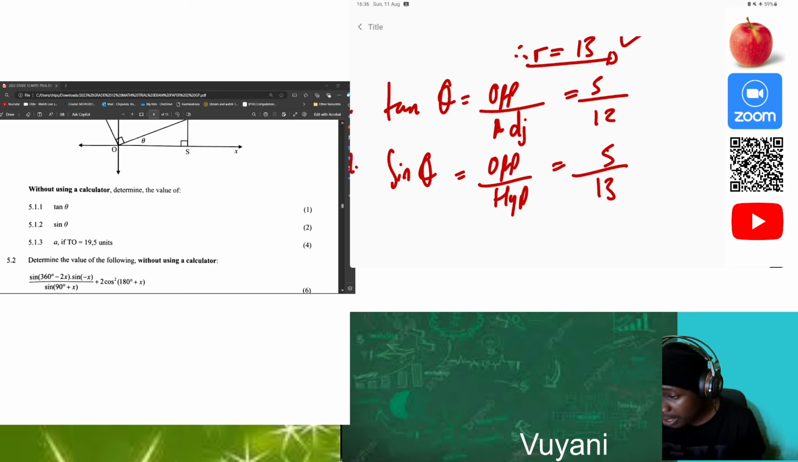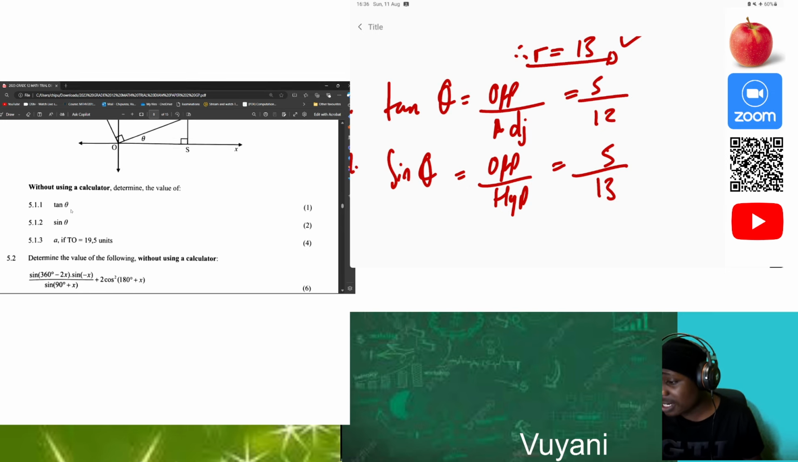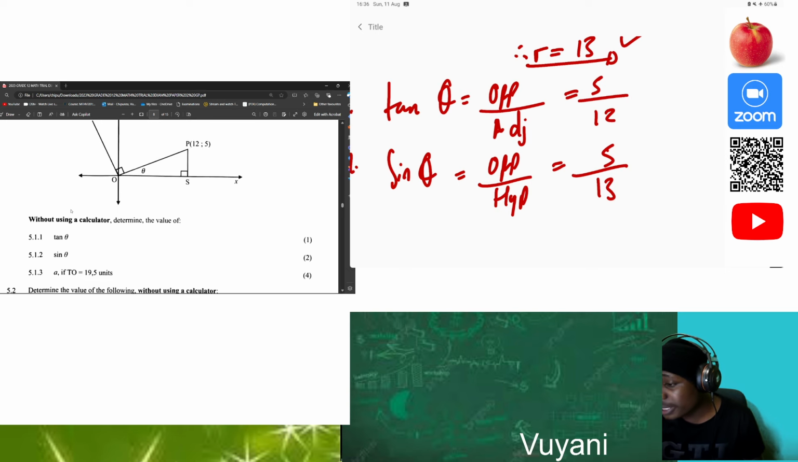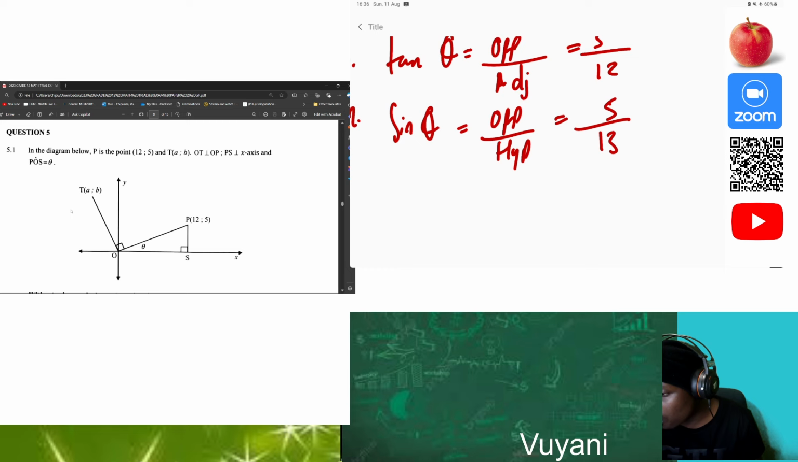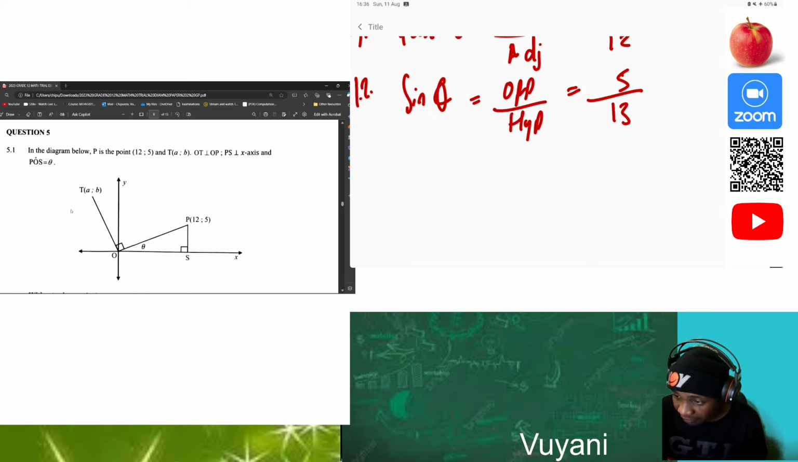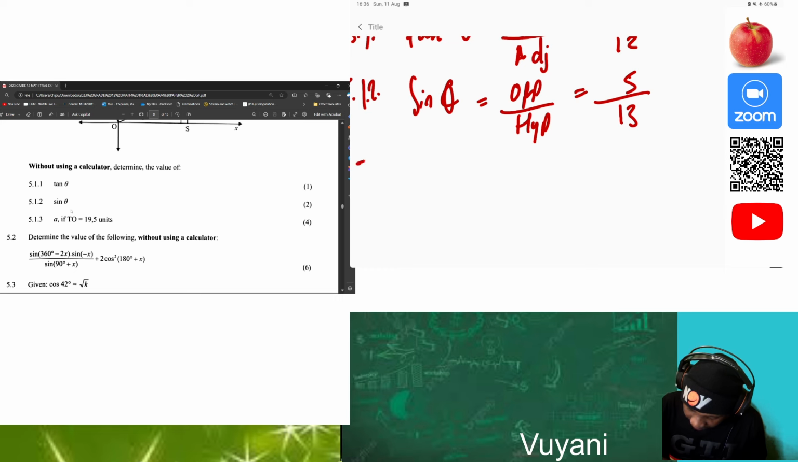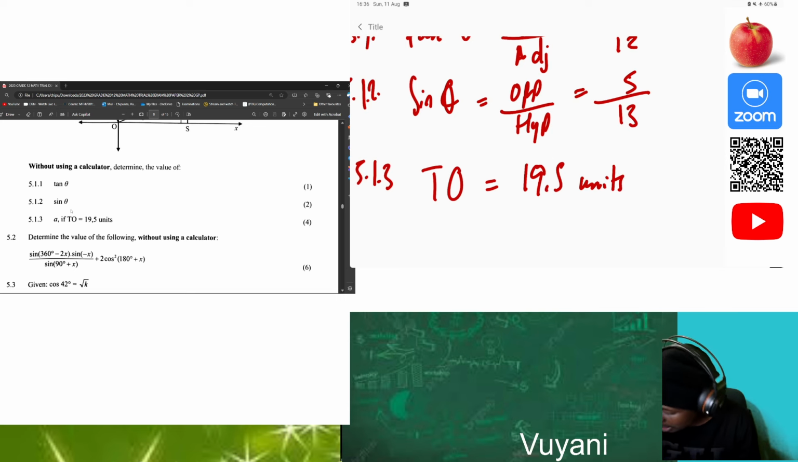So now they are telling us, without using a calculator, to determine the value of A if TO is equal to 19.5 units. So we are now on 5.1.3, and we are given that TO's length is equal to 19.5 units. Now that you know TO is 19.5 units, what will be the value of A which you have over there?